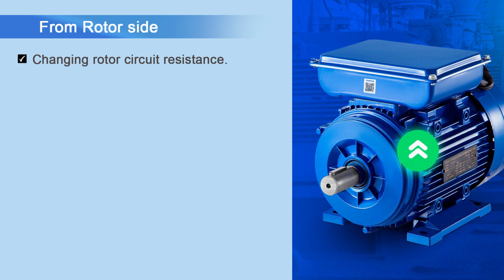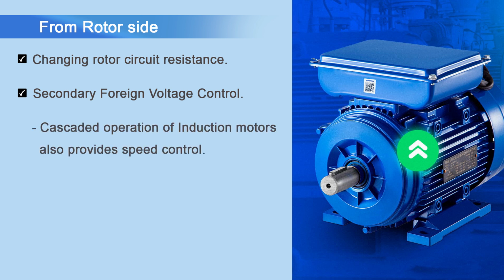it is not applicable for cage type motor, it is valid for slip ring induction motor only. And then from rotor side, another method is there, secondary injection voltage control. Now, apart from these two methods, there is one more scheme, cascaded operation. By cascading two induction motors, we can also achieve the speed control.